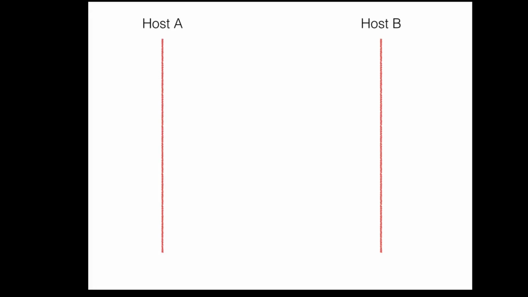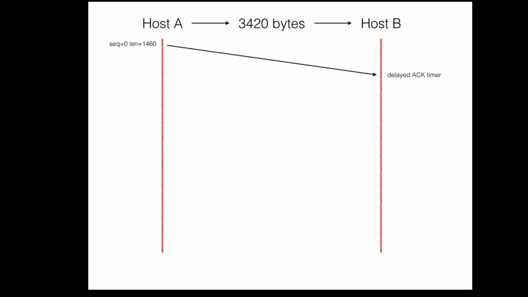So let's say we've got host A wanting to send some data to host B, 3,420 bytes. Now the maximum segment size that host B will accept is 1,460 bytes. That's communicated in the 3-way handshake. So host A sends the first packet with 1,460 bytes. When host B receives it, it doesn't ACK immediately. It starts a delayed ACK timer, and it waits.